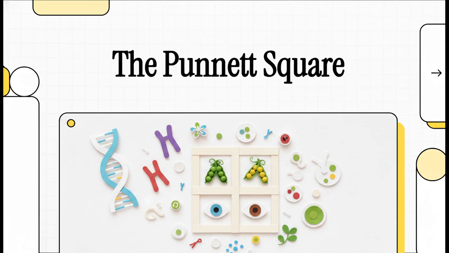Now, if you've ever wondered exactly how traits are passed down from one generation to the next, whether we're talking about human eye color or the height of a plant in your garden, well, there's a hidden mathematical code at work. And today, we're going to learn how to read that code, predict the outcomes of genetic combinations, and really model these traits step by step. Get ready, because genetics is about to become incredibly clear.